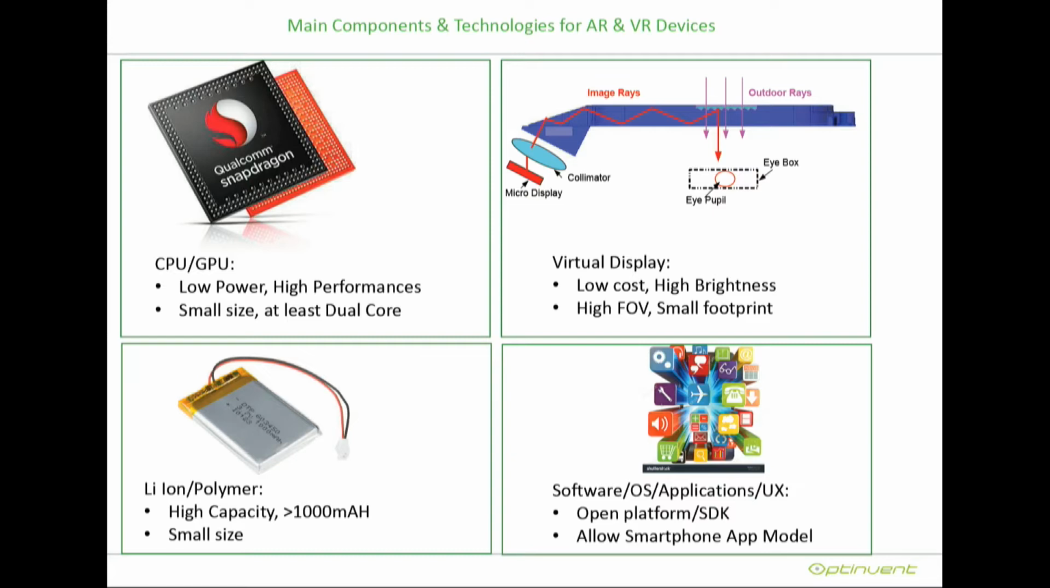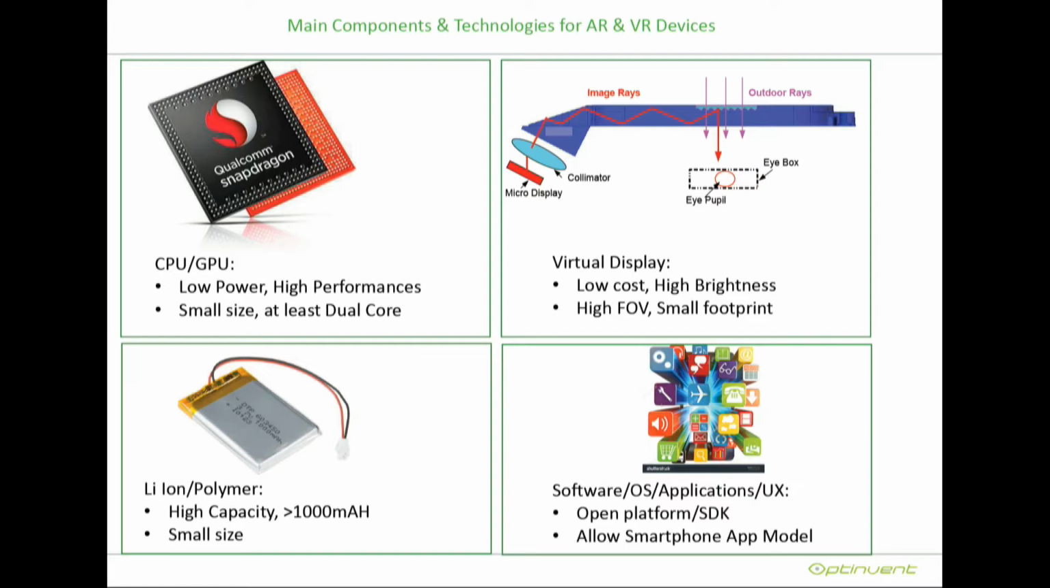On the top left, you have the CPU, GPU. Actually, these components are used in the smartphone. A smartphone has a large surface, so you can evacuate heat. You can really use a large battery. But for smart glasses, the situation is different. You have very little space. You need low power, but still maintaining the performance. So here the challenge is to get an adequate CPU, GPU, small size, but with really very low power consumption.